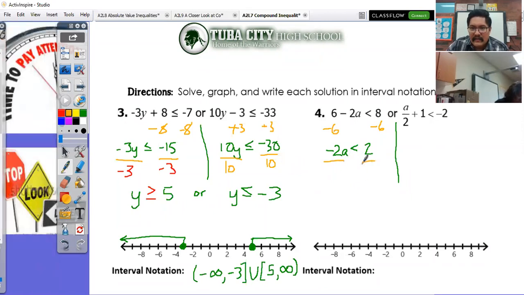I've got to get that 2 out of here. And there we go again. This is the part you have to worry about. It's one of those things that if you're not looking for it, you can easily forget it.